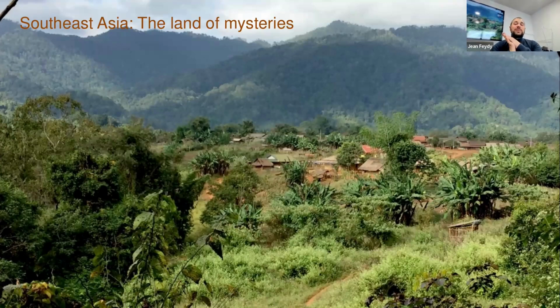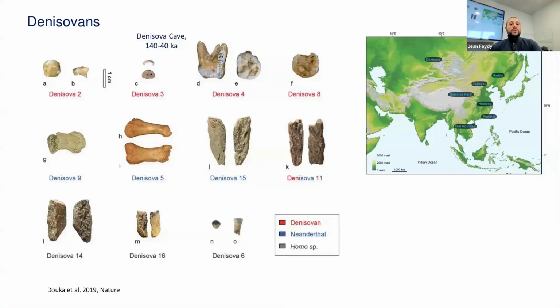I also work in Asia, and in Asia, we now realize that there were many more species than we knew before, and especially that these species probably interacted with each other. One of the most mysterious species in the last 10, 15 years, not yet described as a species, is called Denisovans as a group. They were found first in Denisova cave in the Altai in Russia here.